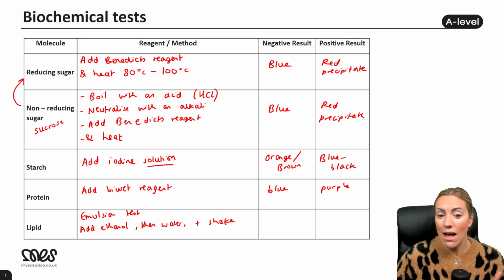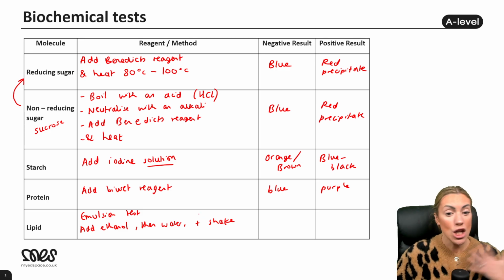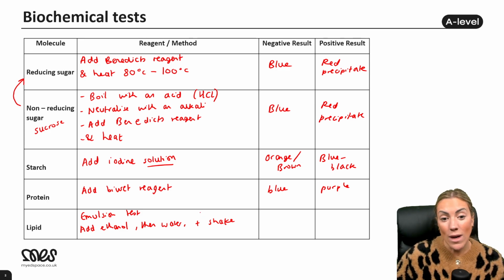But you do add the ethanol first, because this is what's going to dissolve the lipids, okay? So it can form the emulsion. So you add ethanol, then you add water, then you shake it. Don't need to heat it. It's quite simple as long as you put the ethanol first, then the water.